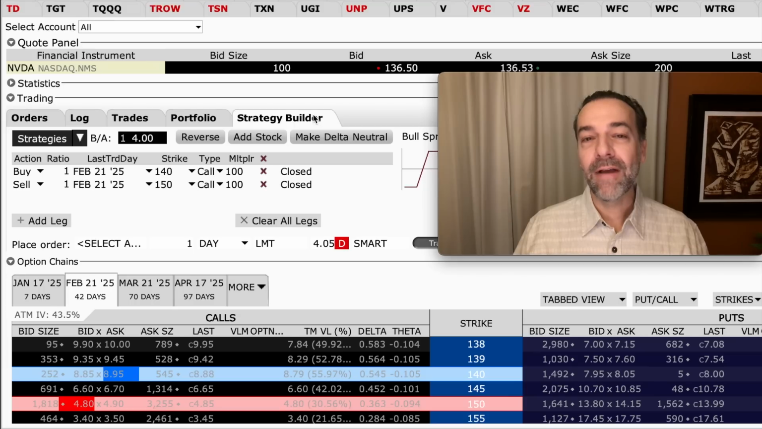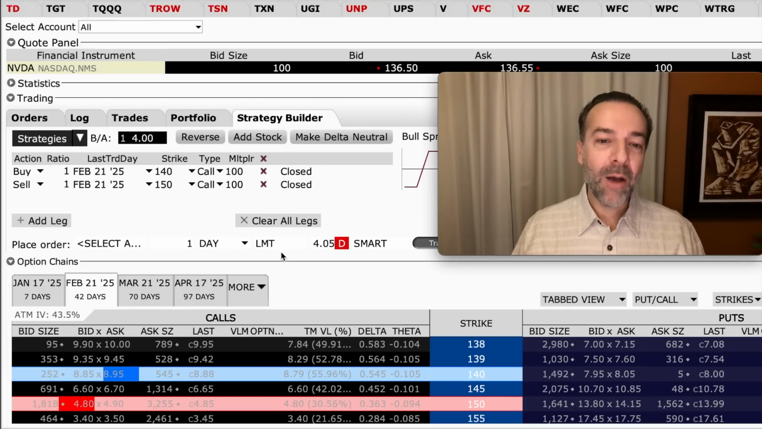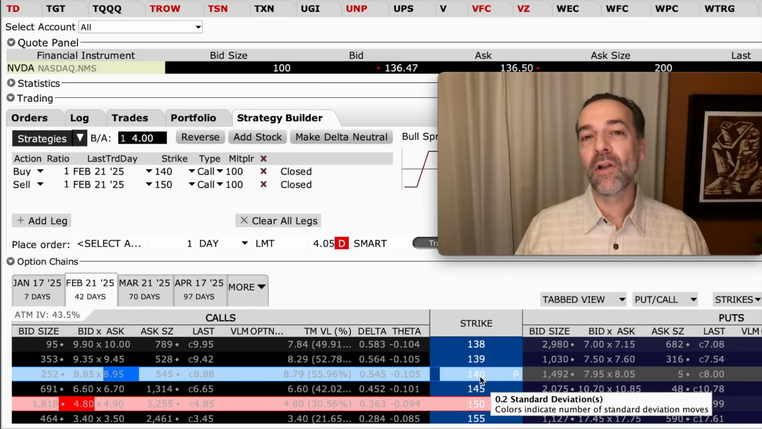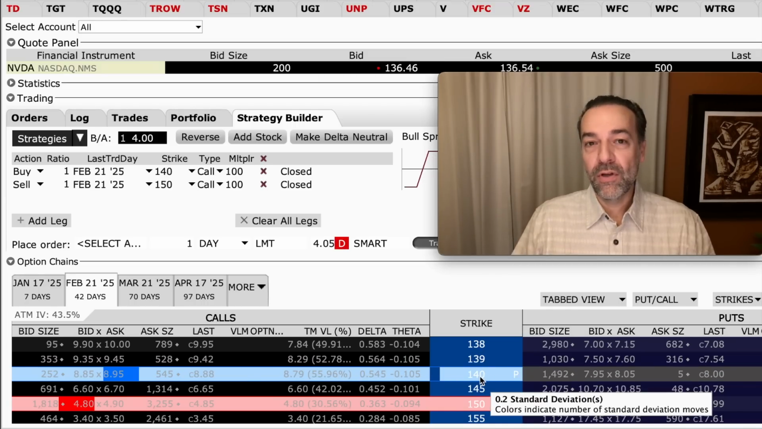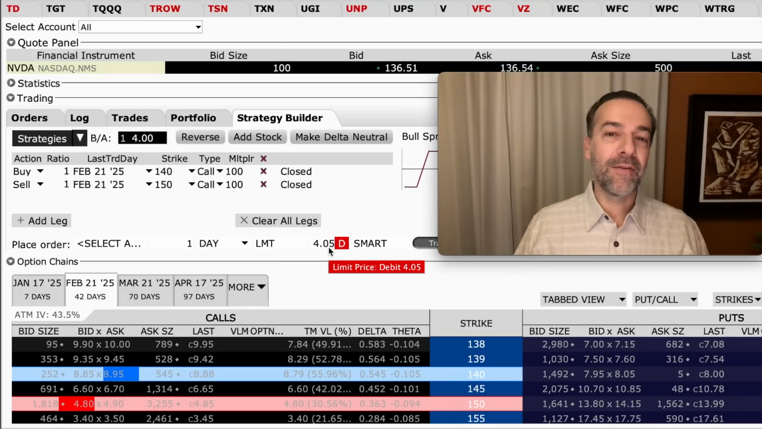Now the disadvantage of doing a bullish call debit spread is that you really need the stock to go in your direction. In fact, if you do the math, it needs to go up by how much we paid for it, which is $4 per share. It needs to move that much on top of our long 140 call strike price. So in order for us to break even, we would need Nvidia to be at least $144.05 per share at expiration. So that's the disadvantage.